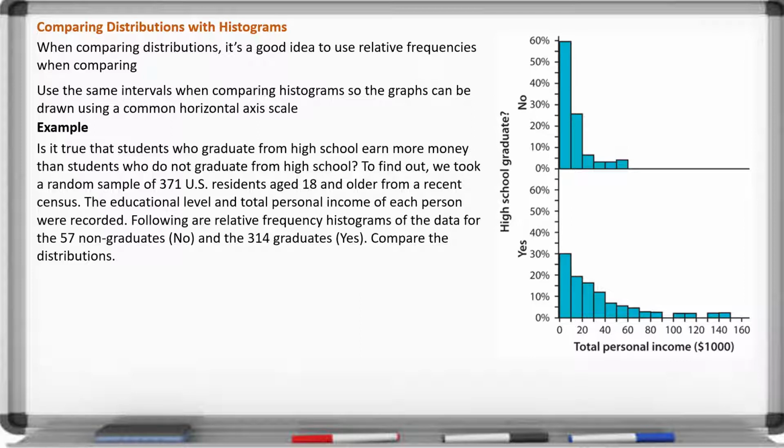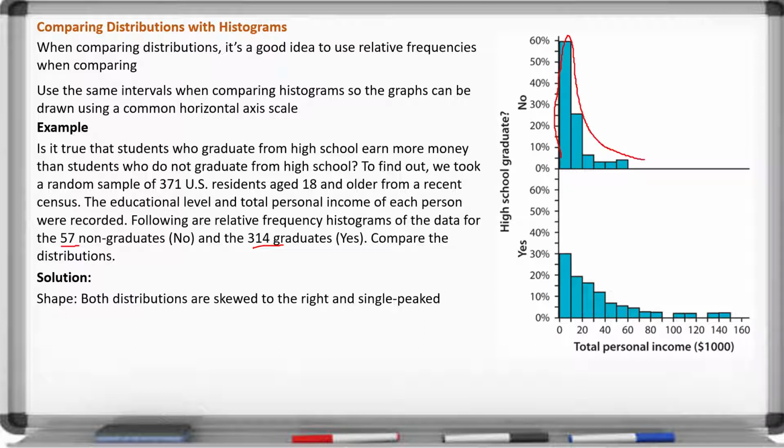All right, so again, if we compare them using counts, it wouldn't make sense because we have 57 who said no and 314 that said yes. So therefore, it's more effective to use percents here. All right, so the solution. Let's talk about the shape. So both distributions are skewed to the right, as you can see, like this. There and there. So it's skewed in the right direction.